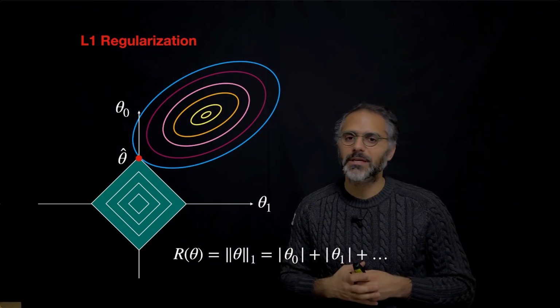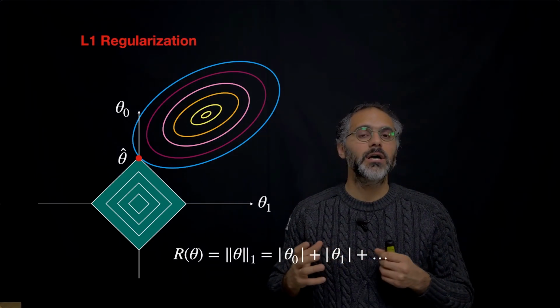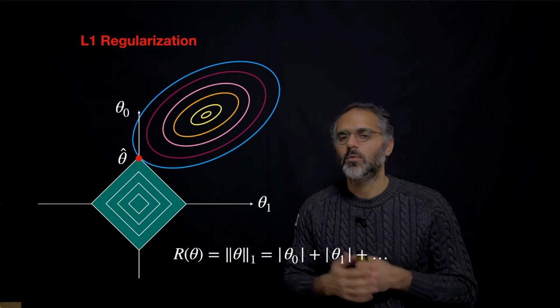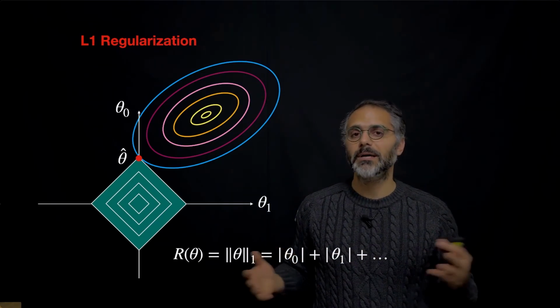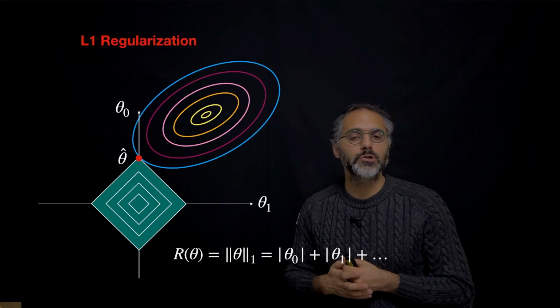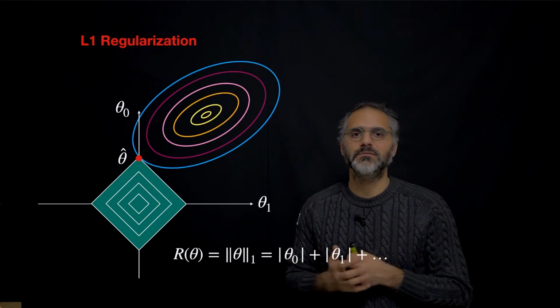So that's it for today, and next time I will talk about logistic regression. What happens if the output is binary rather than a continuous value between negative infinity and positive infinity?